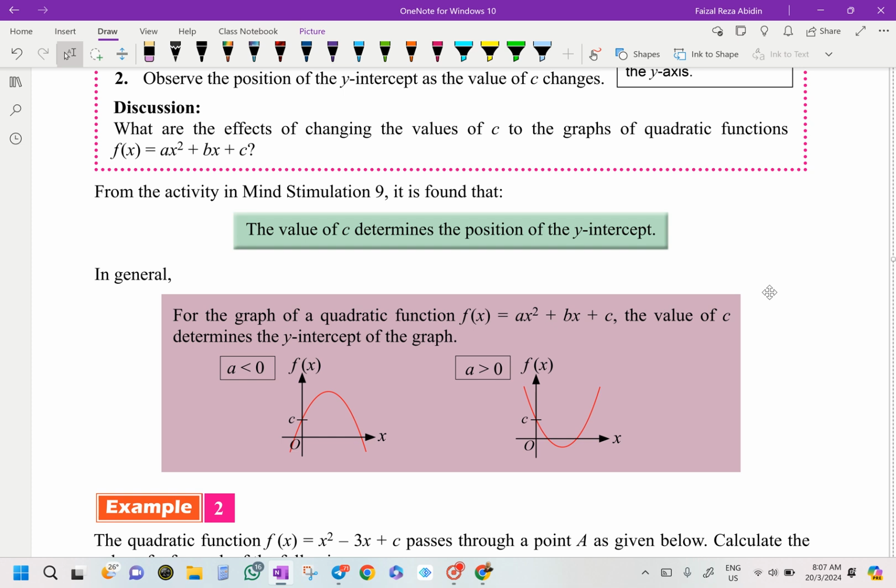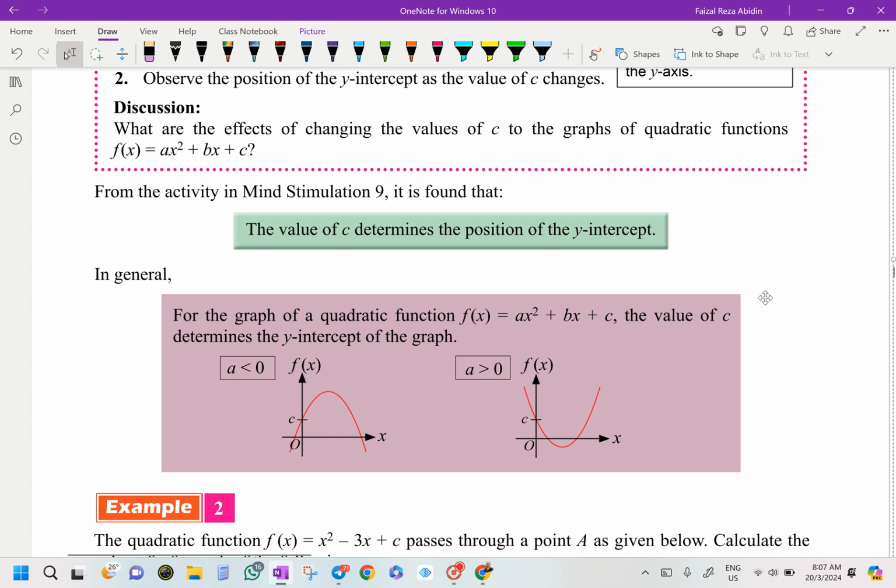Macam tadi kan kita ada dua bentuk, untuk bila A berubah, B dia akan jadi terbalik tu kan. So this one, is it going to change? No, dia tak berubah. Okay, sebab C is going to be determines only for the Y intercept. Dia akan follow. If for our maximum graph there, C positif lah dekat situ. Kalau dia minimum graph pun, kalau C positif, dia akan still dekat bahagian Y tu, positif atas Y intercept.